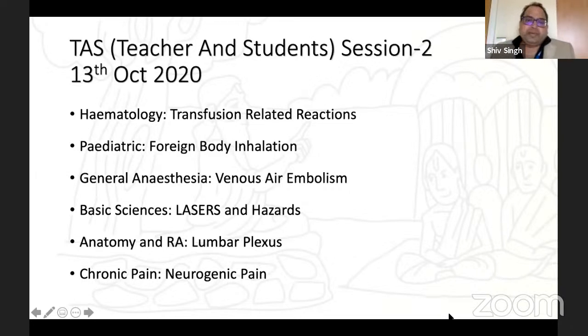Now, coming to today's sessions, we have 6 questions. The first question is on hematology. It's about transfusion-related reactions. The second one is on pediatrics, a foreign body inhalation. Third one is on venous air embolism. Then we have some basic sciences on lasers and anatomy and regional anesthesia of the lumbar plexus. And then a chronic pain question on neurogenic pain. Okay.